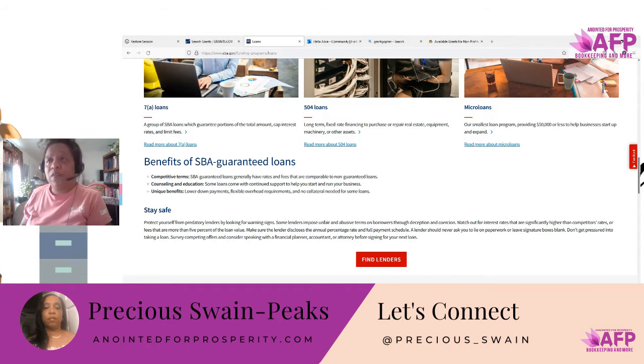They also have the 504 loans, which is more long-term, fixed rate, and it's to purchase or repair larger items. But then you have the micro loans, which is the smallest loan program, and they loan out 50,000 or less to help businesses in order for them to start or expand.